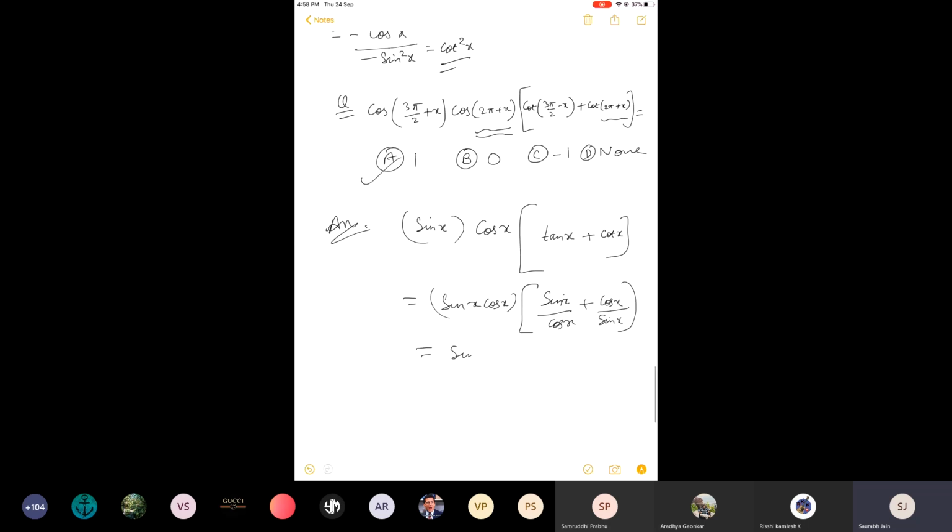Why? Because when we change into sine and cos, after taking LCM, it will be sine square plus cos square in the numerator, and in the denominator it will be cos sine. This cos sine will cancel. The identity is left. Answer is 1.